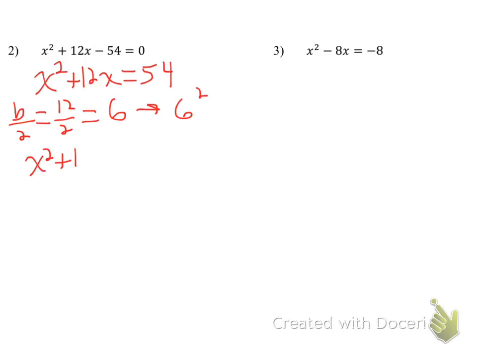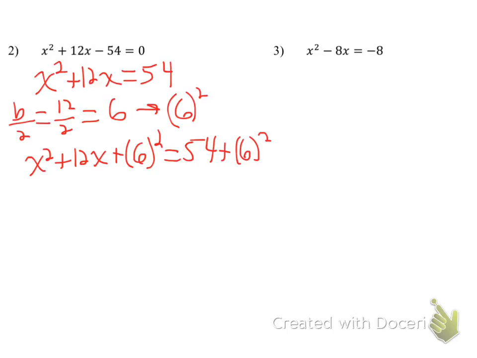So we got x squared plus 12x plus 6 squared equals 54 plus 6 squared. So on the left side, since I kept it like this, I can go right to x, and it's a positive 6, so plus 6 squared equals 54 plus 6 squared, that's really 54 plus 36, which is 90.